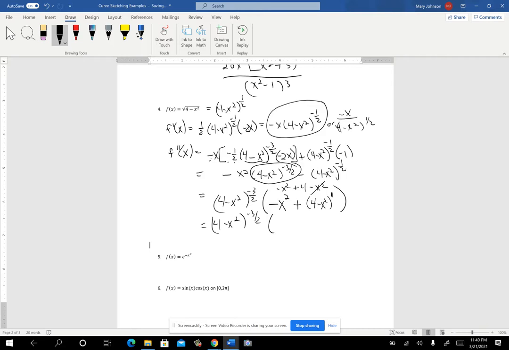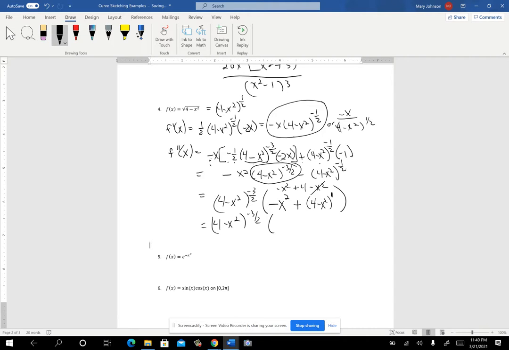Let me double check. Let me just go back. I'm trying to do the second derivative of number 4. So the first derivative was negative x, and then the 4 minus x squared to the 1/2 power. So then I did first times the derivative of the second, which is negative 1/2, 4 minus x squared to the negative 3/2 times negative 2x. And then I'm going to do plus the second times the derivative of the first. So that was good so far.